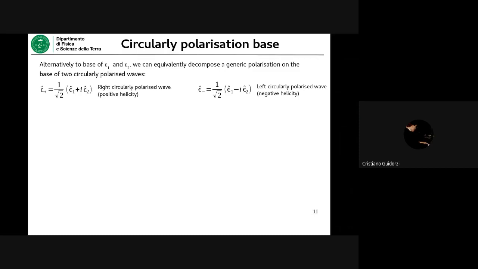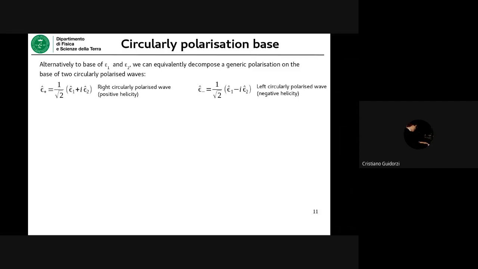So now we move on, and we see that there's also an alternative base, which is preferable in the case of circular polarization. So I remind you, circular polarization means that the electric field describes a circle, which can be either rotating counterclockwise or clockwise, depending on which way.